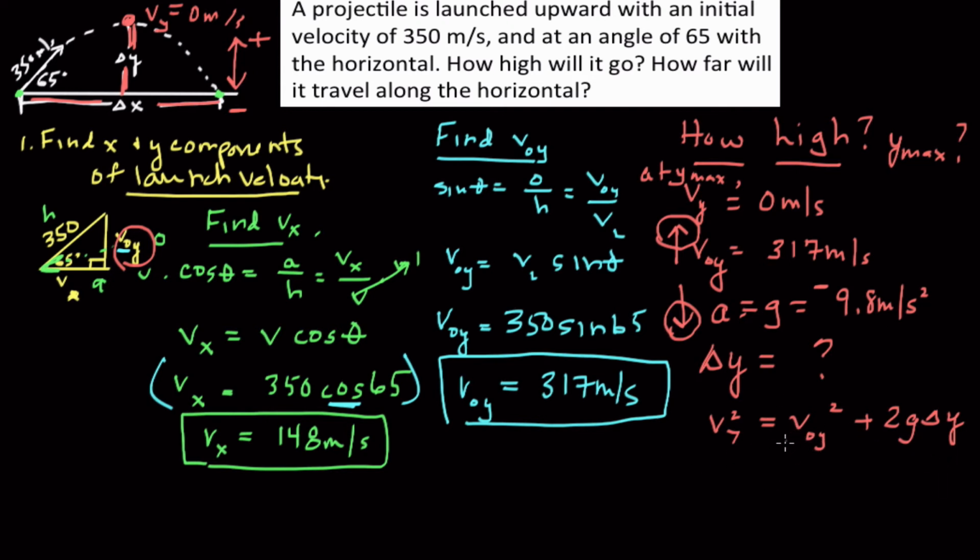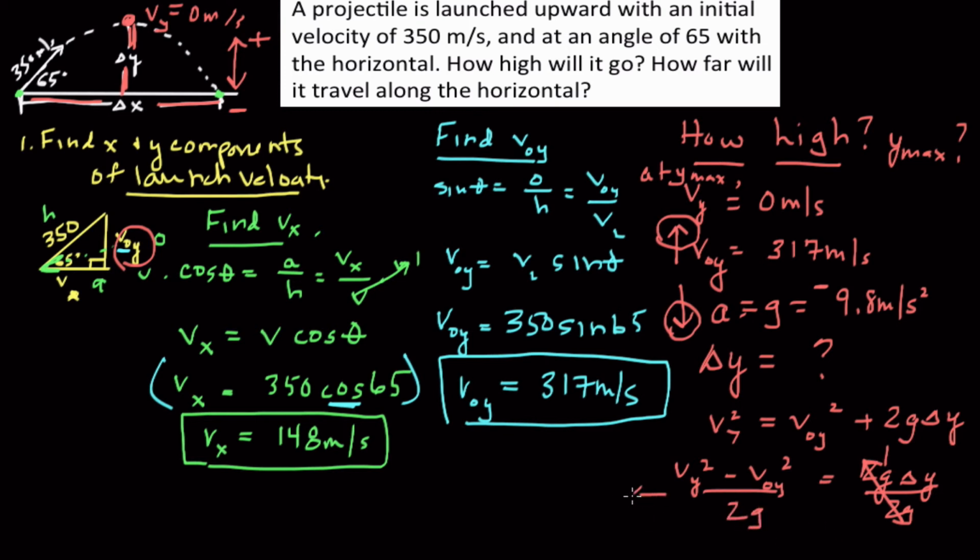The first thing I'm going to do is subtract v naught y from both sides. So I get vy squared minus v naught y squared. And a lot of you just stop squaring things. You just let that square drop off as you go through the problem. Be careful not to do that. Is 2g delta y. I want to isolate delta y. I'm going to divide both sides by 2g. 2g over 2g is 1.